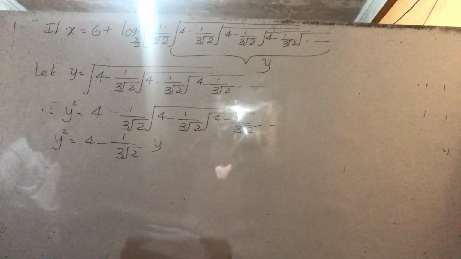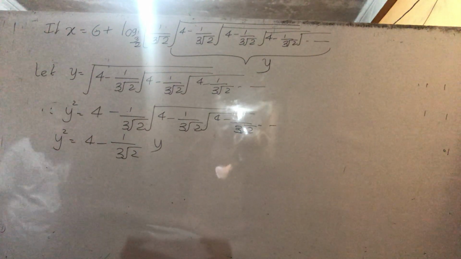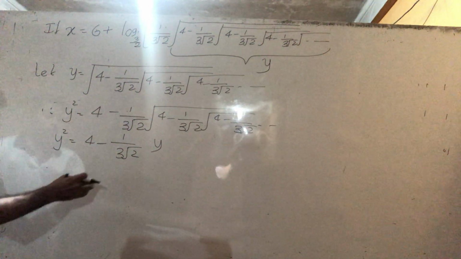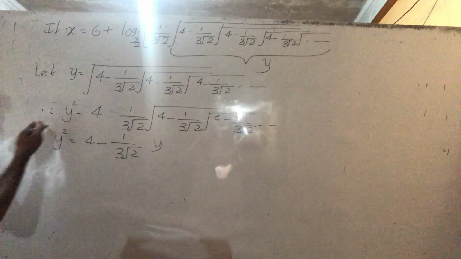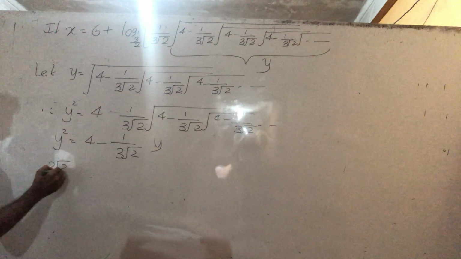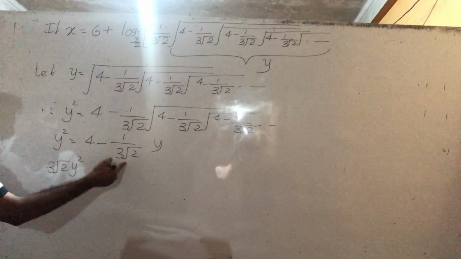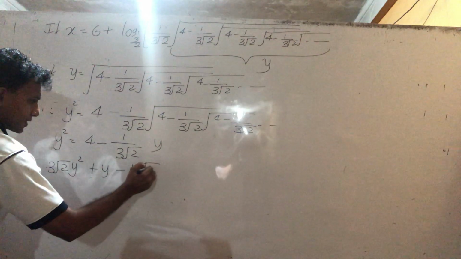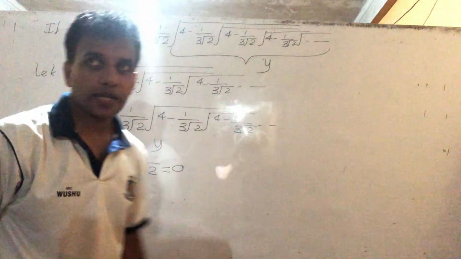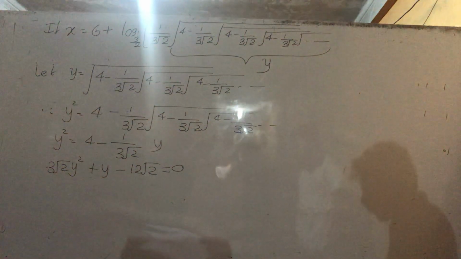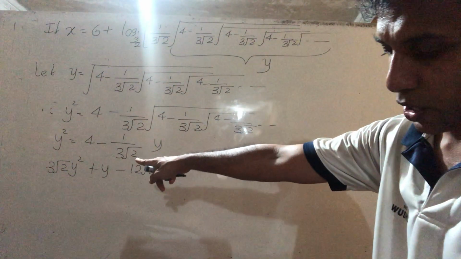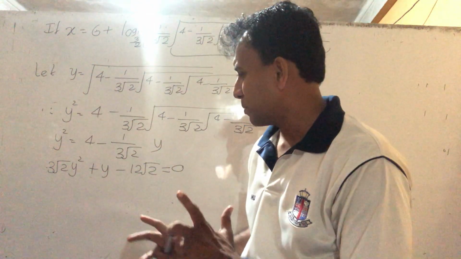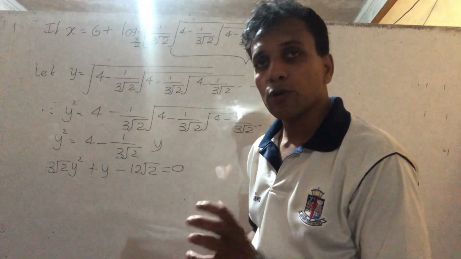And now rearrange into a quadratic equation. You can find the y answer first, then we can go to the x answer. So can I multiply this by the LCM? 3 root 2 y square plus y minus 12 root 2 equals 0. Is it okay? Check that quadratic equation in terms of y, that is 3 root 2 y square plus y minus that. This has an irrational part, you can't use simple factorization. You can, but better you use the formula.